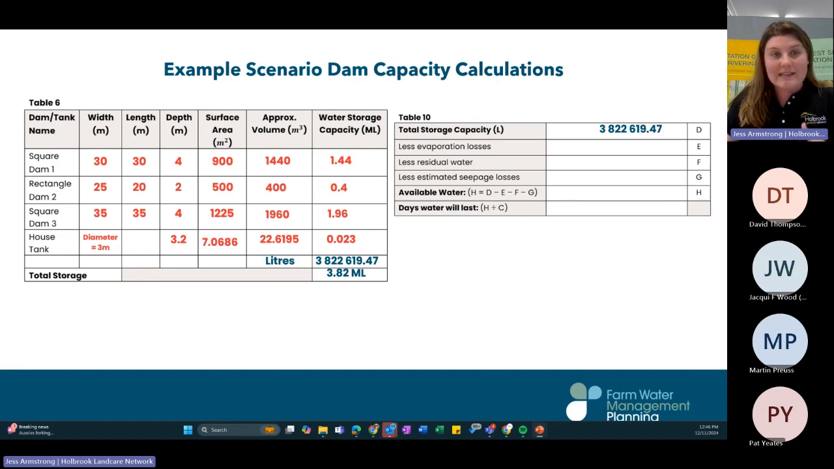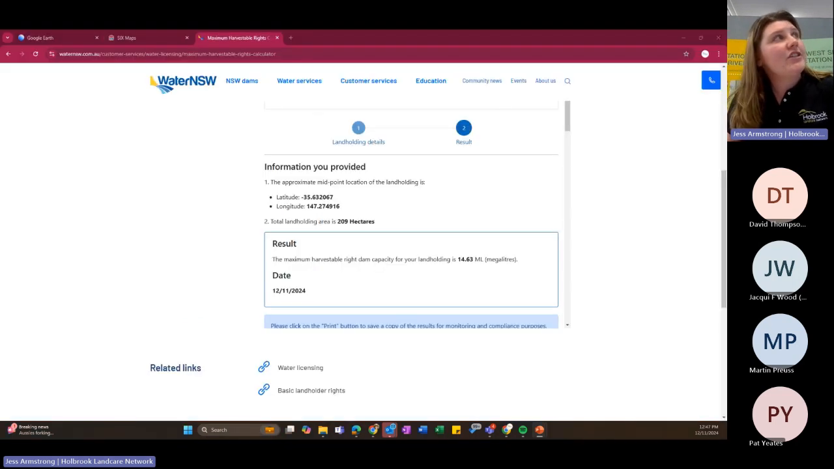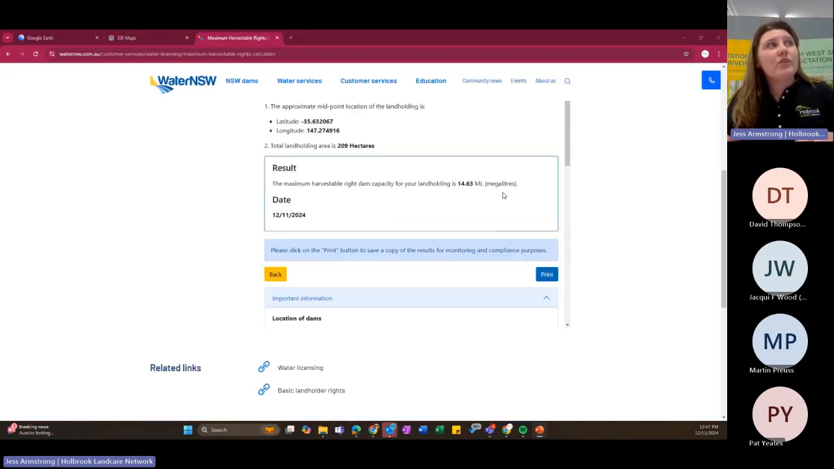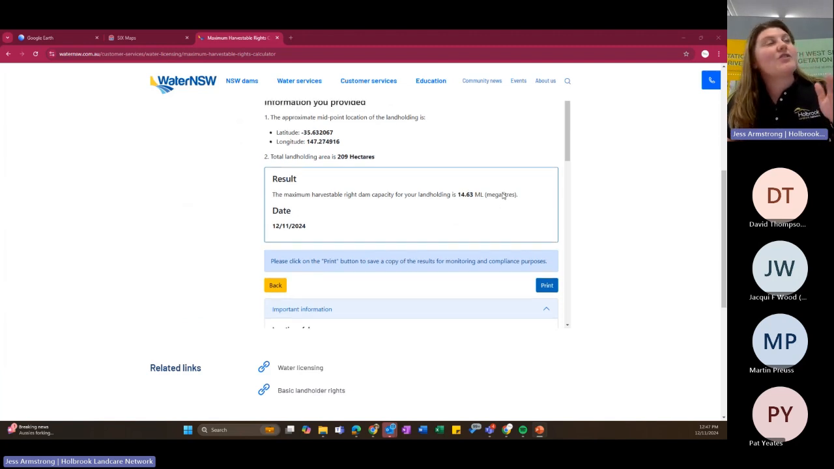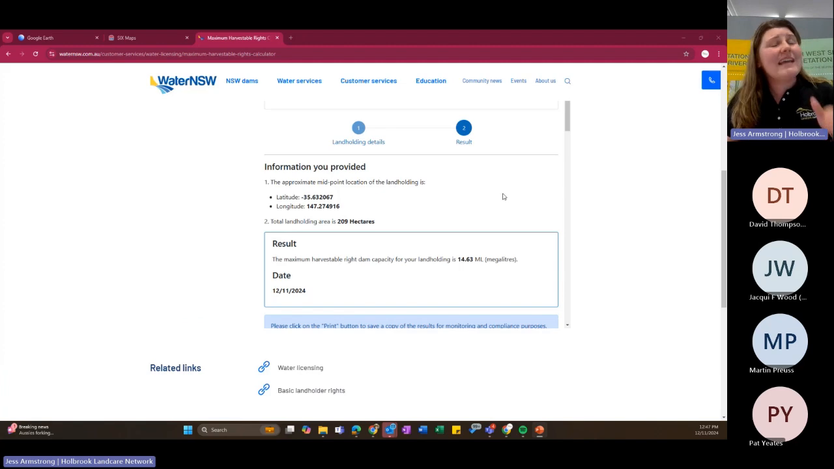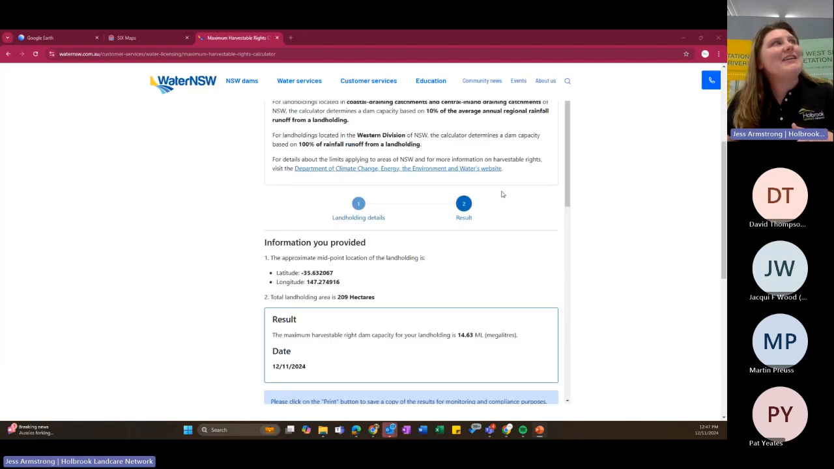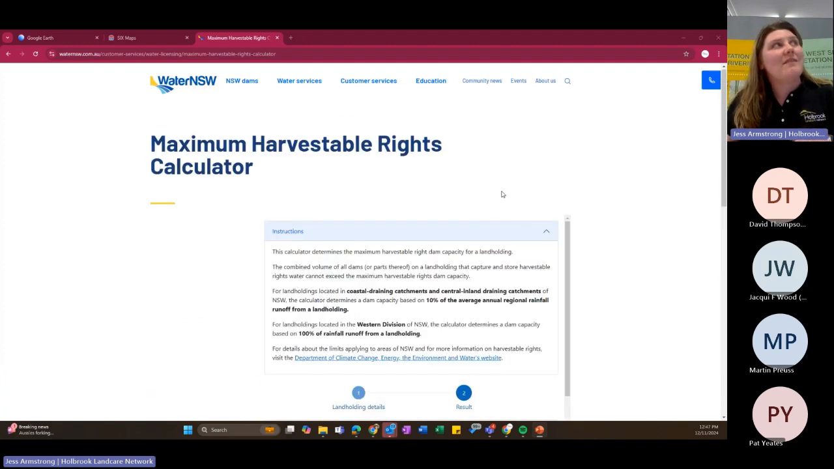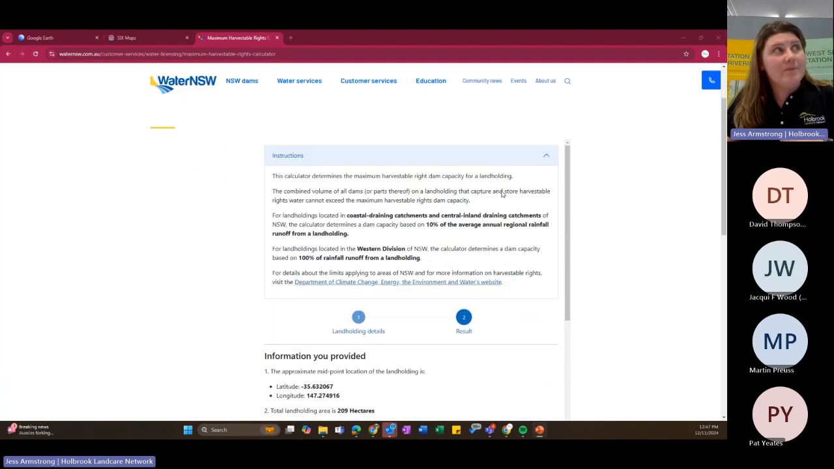And you would be able to pair that up against what the New South Wales Water maximum harvestable rights calculator says. So that essentially brings my demonstration of these couple of tools, remote sensing imagery, satellite imagery, and the Water New South Wales maximum harvestable rights calculator.